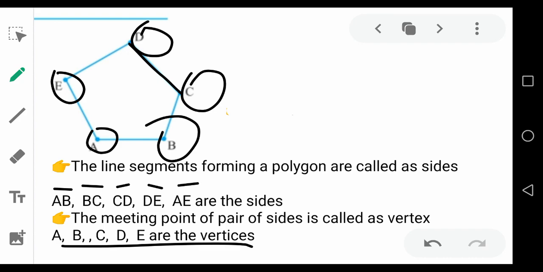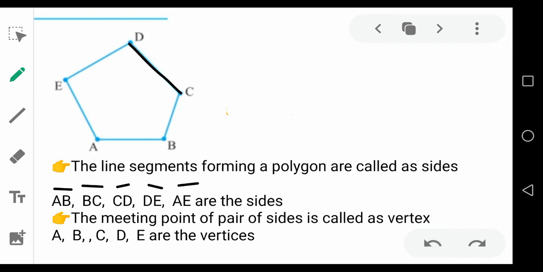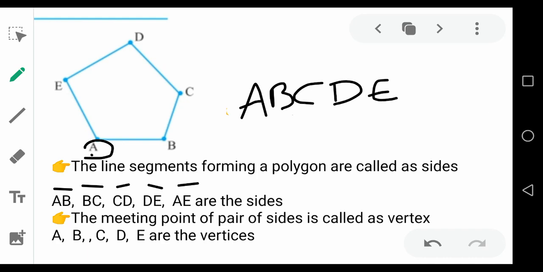How will you name this polygon? You have to name the polygon as polygon, and you can name it in an order. So here you can name it as polygon ABCDE. You can start from this vertex, A, B, C, D, E. You can stop at any vertex. Again, no need of starting at A. Okay, A, B, C, D, E. So this is how you will name this as polygon ABCDE. That's how you have to call this polygon.